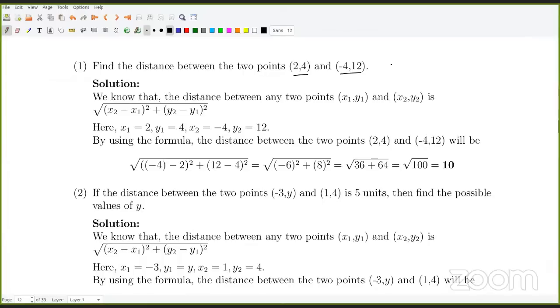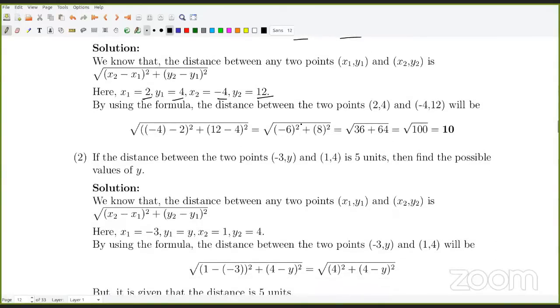So yeah, some kinds of questions are like this. There are 2 points. So this is x1 comma y1. You just have to find what is x1, what is y1, what is x2, what is y2. So you take x2, y2. So here you see x1 is 2, y1 is 4, x2 is minus 4, y2 is 12. You just plug it in the given formula. So you just calculate the value, you will get 10 like this.